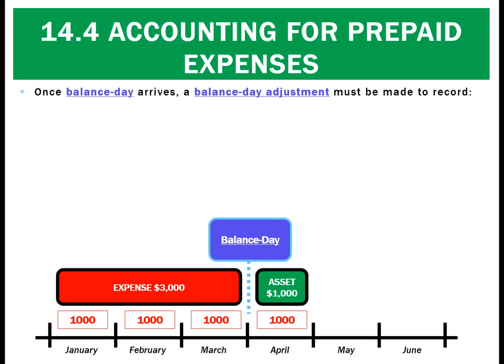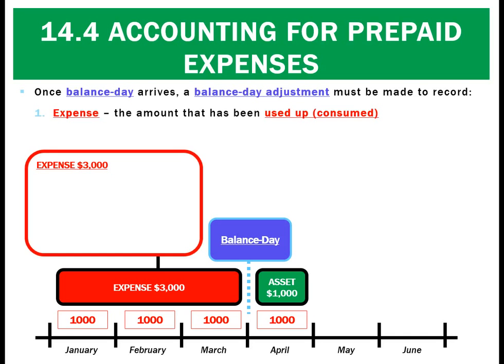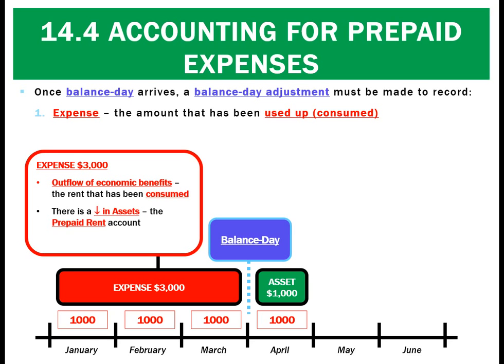On balance day, what we need to do now is make an adjustment. We need to record the amount of rent that's been used, called an expense. That's the outflow of economic benefits. How much have we consumed? We have consumed economic benefits for 3 months, which is $3,000. That's going to decrease an asset. We're going to call that prepaid rent, and that's actually going to decrease. And lastly, there'll be a subsequent decrease in owner's equity.